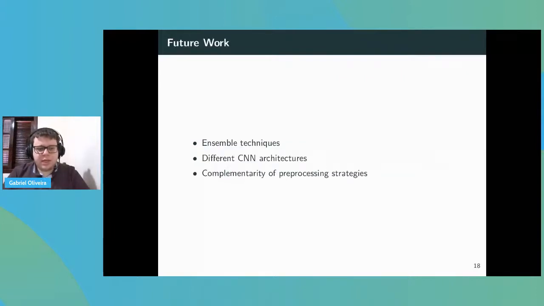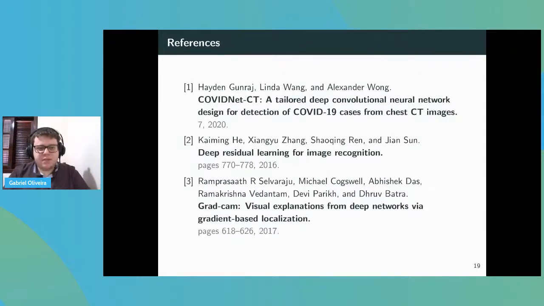For our future work, we highlight the use of ensemble techniques to improve the results and the investigation of different convolutional neural networks to make the prediction on CT scans. We also highlight the investigation of complementary preprocessing strategies to add further steps for preprocessing the images. And here are the references used in the presentation.